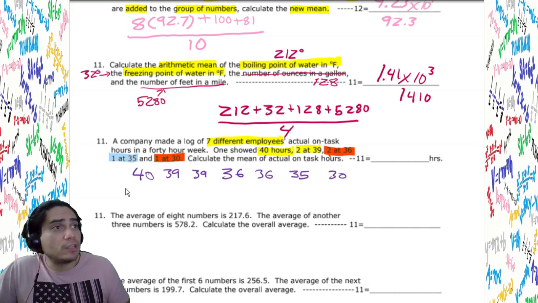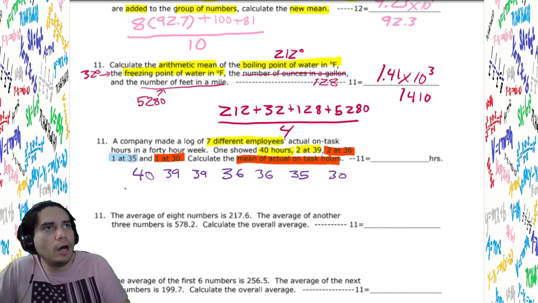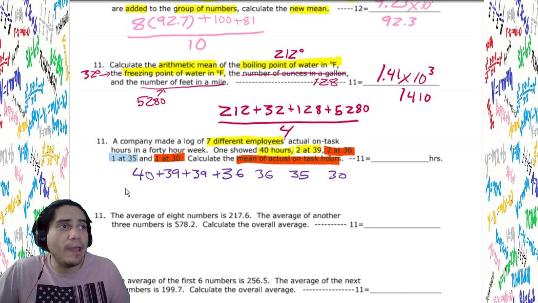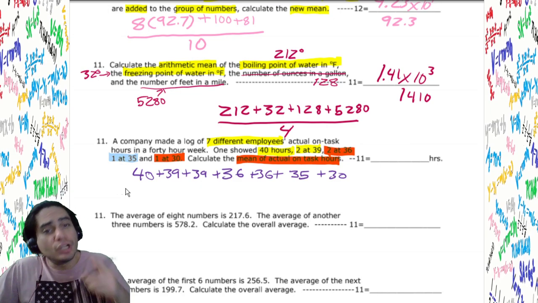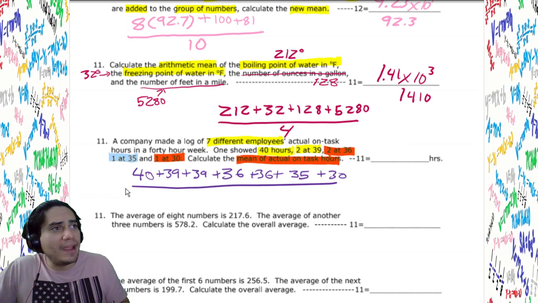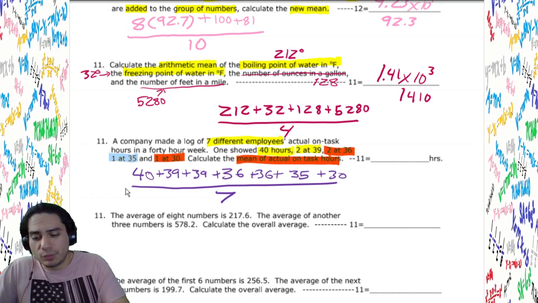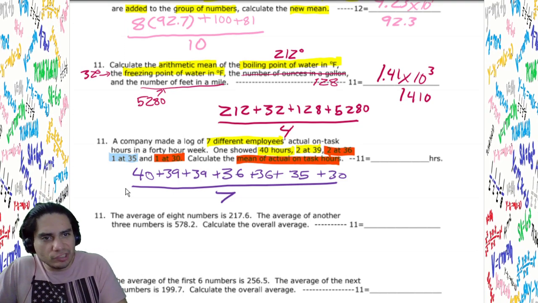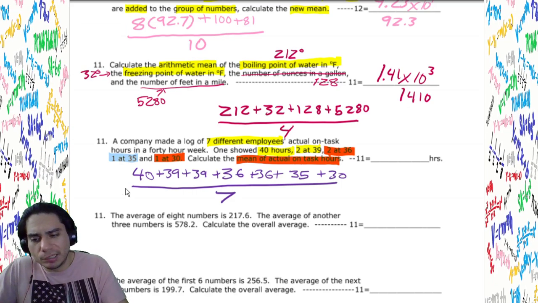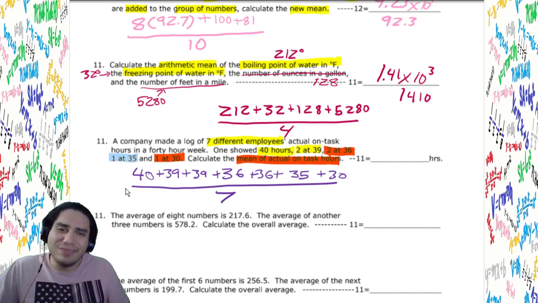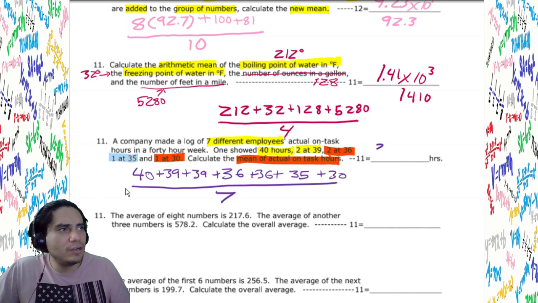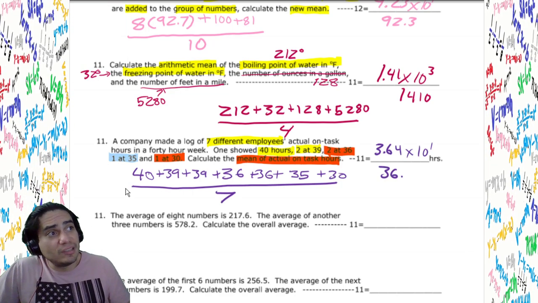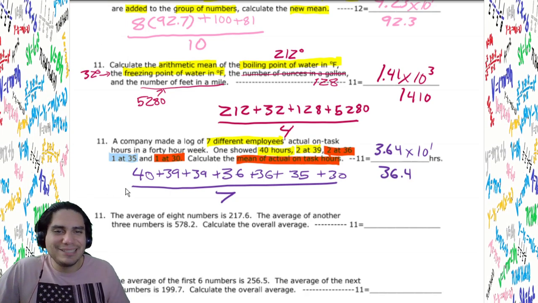To make sure we did this correctly, calculate the mean of actual on-task hours. So what are we going to do? We're going to add up our numbers, and then we're going to divide by our 7 numbers. So we're going to hit 40, enter, 39 plus, 36 plus, 35 plus, and 30 plus. Now we're going to hit 7, divide, and we got ourselves a beautiful answer of 3.64 times 10 to the first, or 36.4. Easy as that, all right, ladies and gentlemen, let's keep it going.